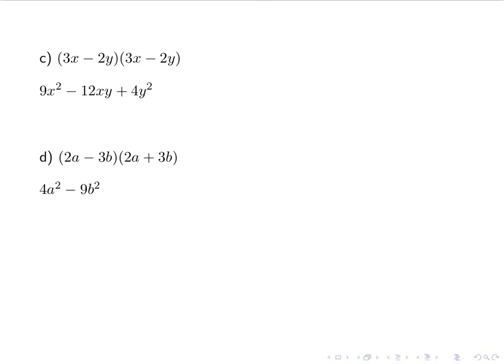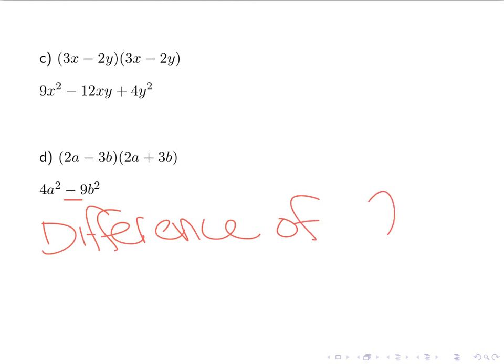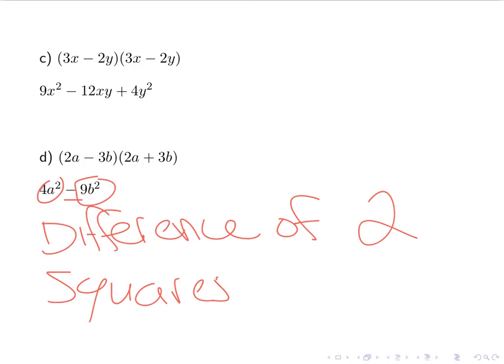And if you notice, this is the difference, right? There's subtraction of 2 squares. Each of these terms are squares. So this is the difference of 2 squares, or the difference of squares. And again, that happens when my two binomials have the same terms, except the operation between them is different. And if you take further math classes, you're going to see this come up fairly often.